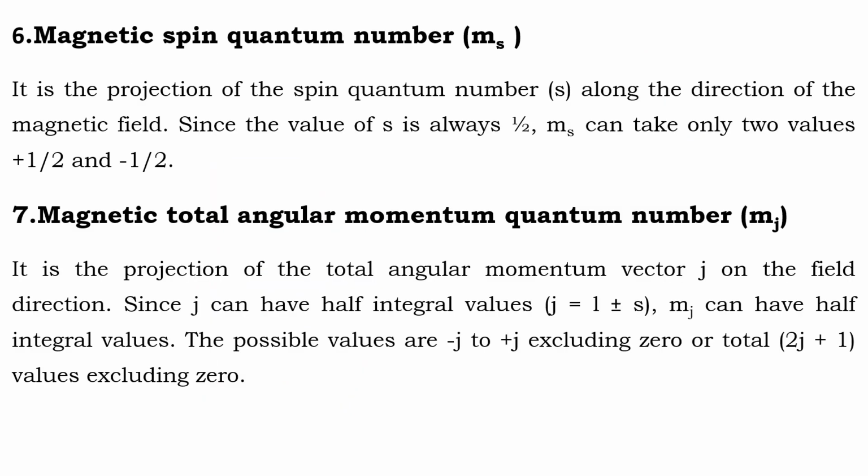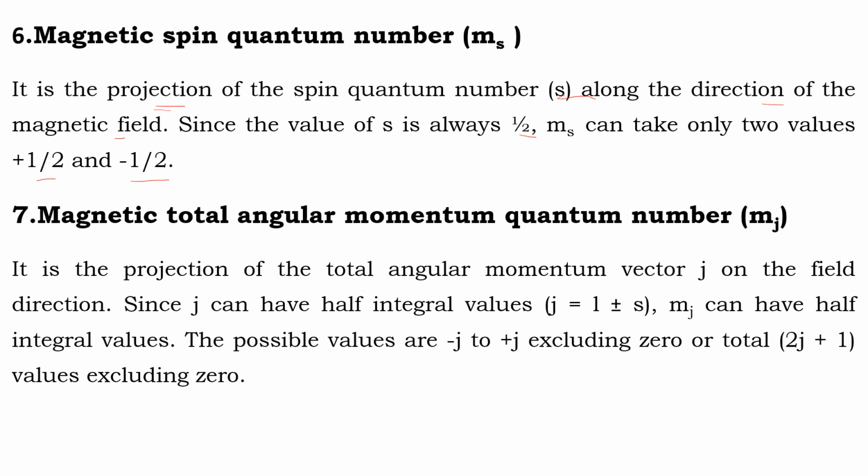Next is the magnetic spin quantum number ms. And this magnetic spin quantum number is the projection of the spin quantum number s along the direction of the magnetic field. Since the value of s is always half, the ms can take only two values, plus half and minus half. Next is the total magnetic angular momentum quantum number.